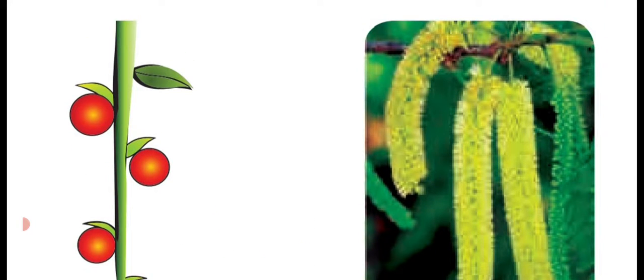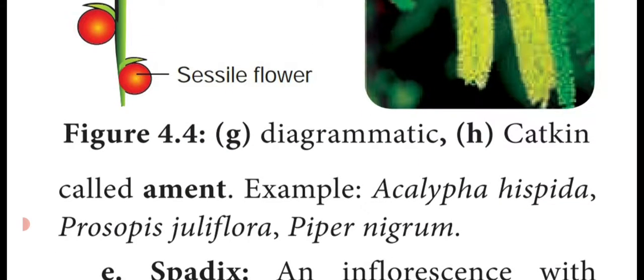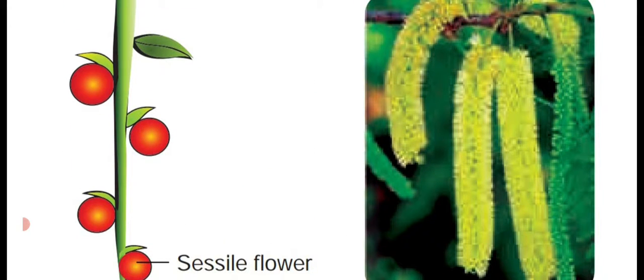See the second diagram. From the bark of a tree or a branch of a tree, the inflorescence axes are hanging like a pendulum in a clock. So this catkin inflorescence is known as pendulous spike. Example, Acalypha hispida. In Tamil it is known as Karuvelamaram.